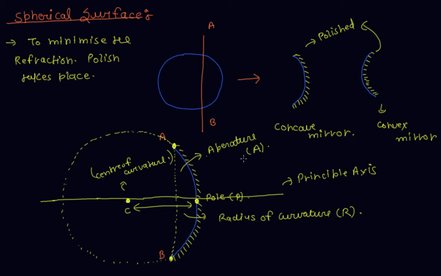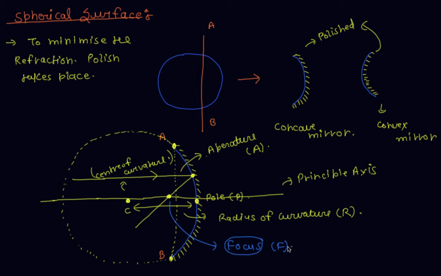One more important point. If I incident a light ray which is parallel to the principal axis, it always goes after reflection through a common point. That common point is called the focus, and it is represented by capital F.